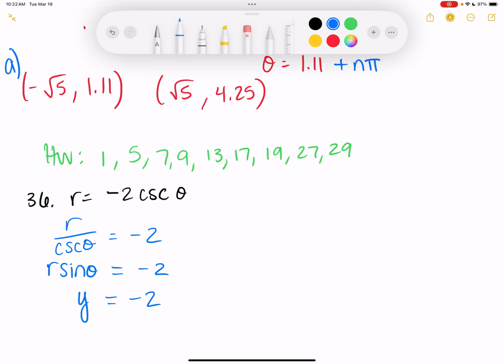Okay, so I've gone from polar to rectangular. And what type of a line is this? Horizontal. It's a horizontal line.